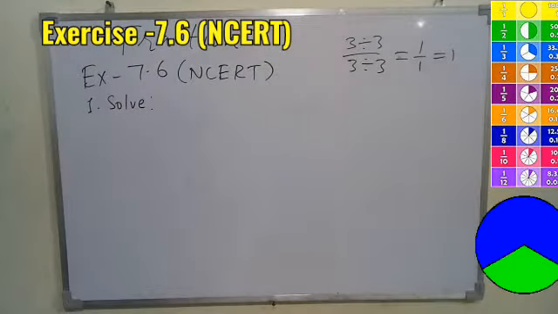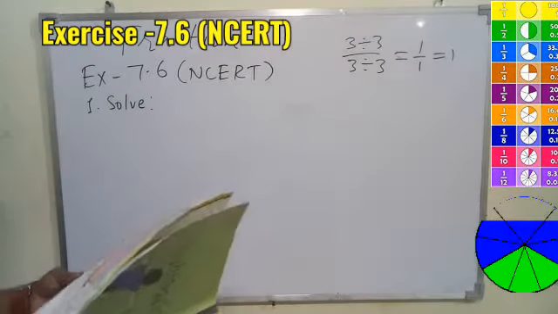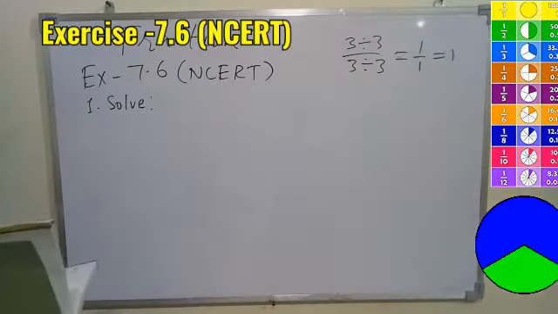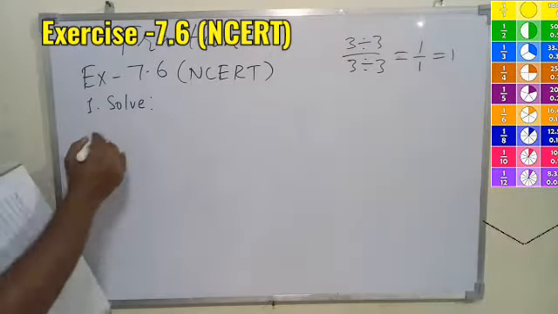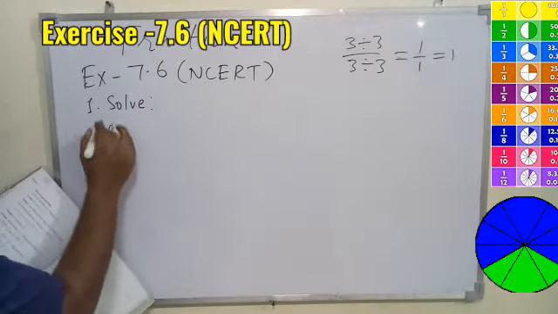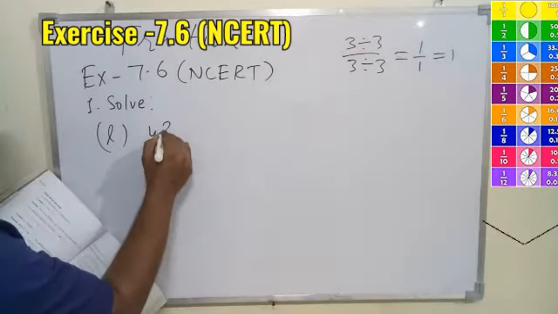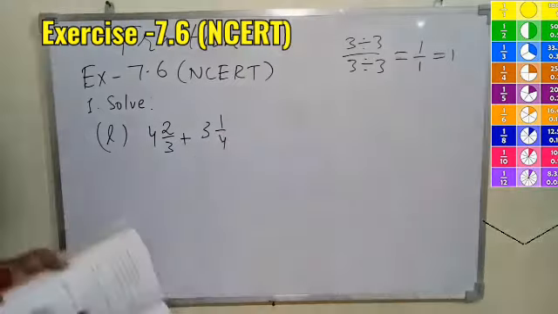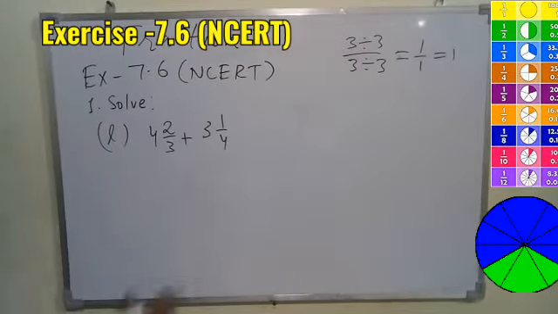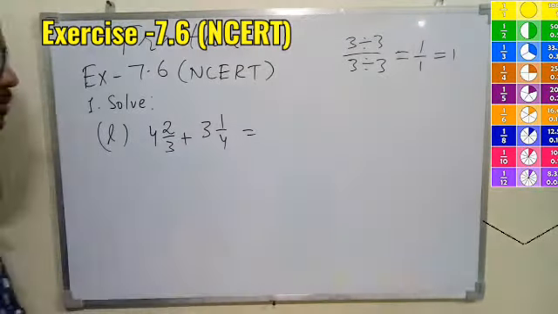Okay, let me try one more for you. 4 by 3 minus 1 by 2. Okay, let me do another one, that is the last part. 4 2 upon 3 plus 3 1 upon 4. Because here we will not get a like fraction, so something will be different.